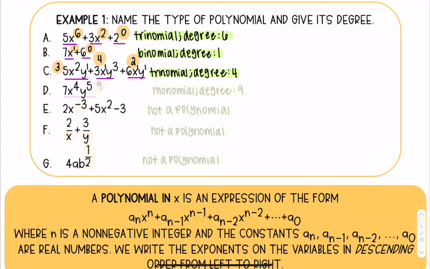For part D, we only have one single term, which makes this a monomial. And what is the degree of that one term? Again, we want to add the exponents together, 4 plus 5, which gives me 9. So this is a degree 9 polynomial.